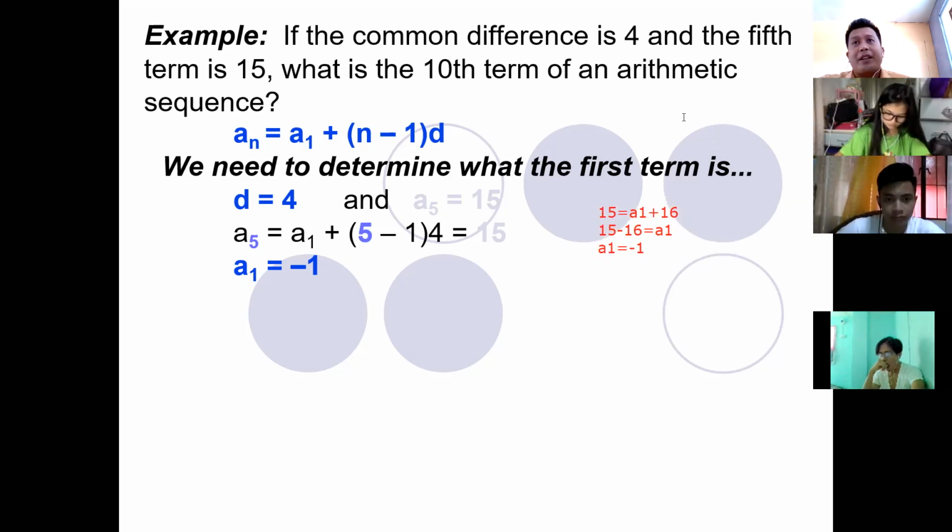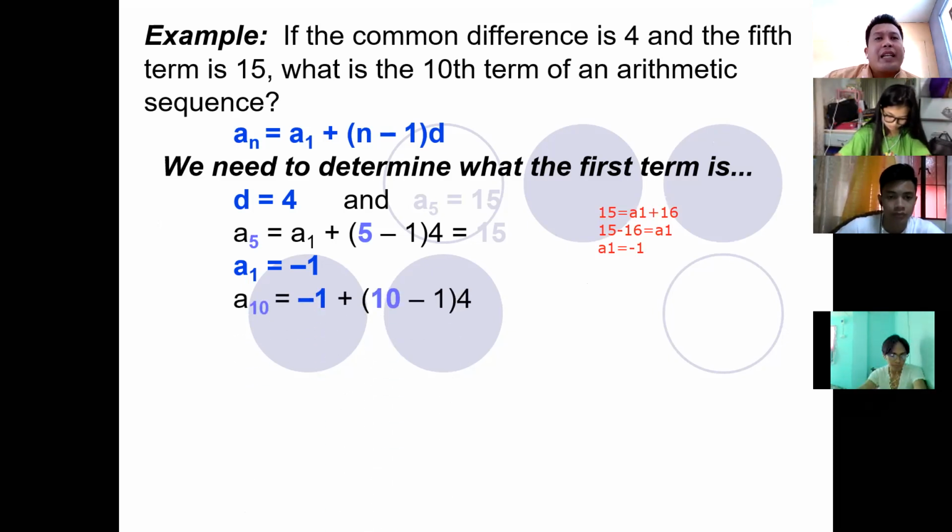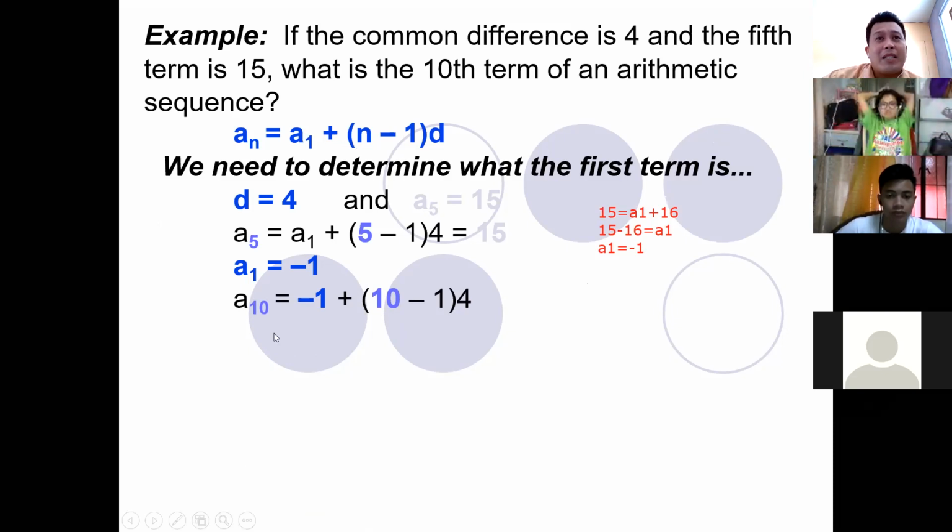We can now find the 10th term. So using the formula a sub 1 plus n minus 1 times d, we already have the first term, which is negative 1, and n is 10, as shown in a sub n. So substitute that in the formula: 10 minus 1 is 9, times 4 is 36, minus 1 is 35.